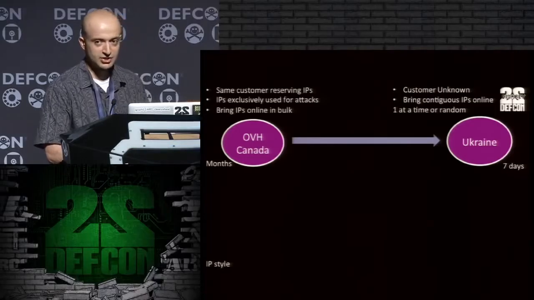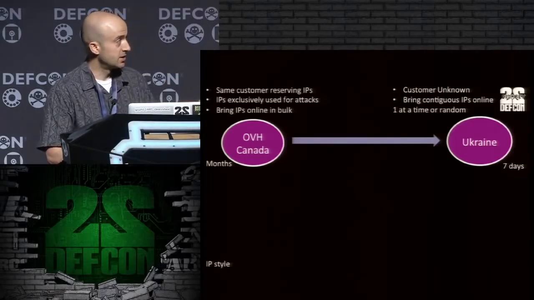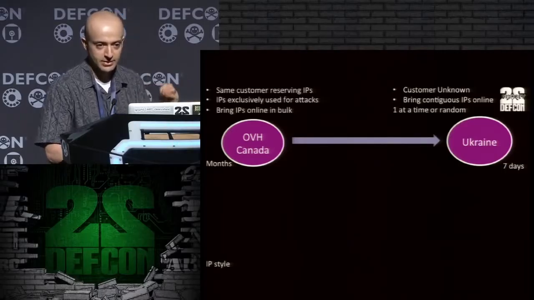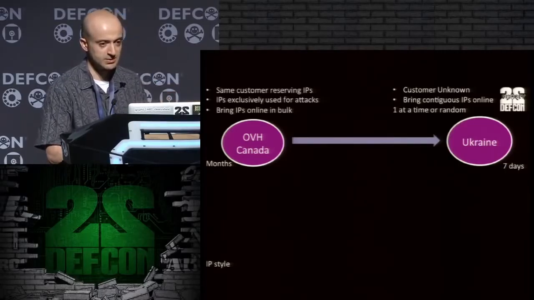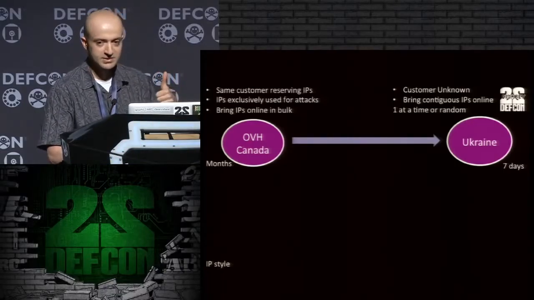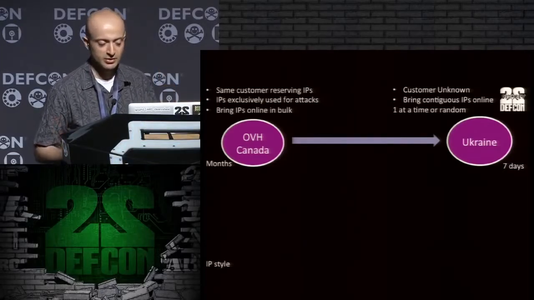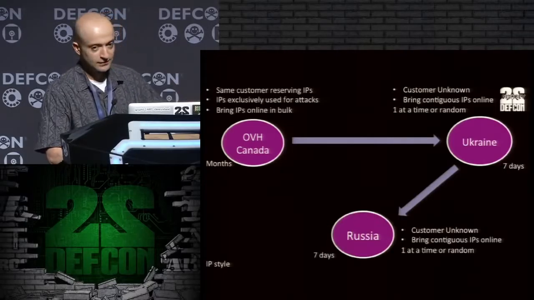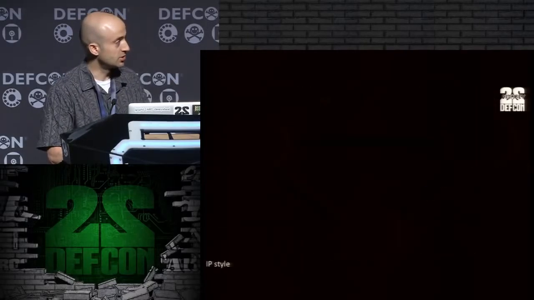In this case, however, they shifted MO, because OVH Canada is in the ARIN space, and you're able to grab some information about the customers reserving the IPs by looking at the whois. Ukraine is in the RIPE space, and that's much more difficult because RIPE is kind of scarce in terms of details. Also, the IPs were brought online one at a time and also in randomized fashion. So this is somehow a way to evade detection heuristics. Then they shifted to another provider. This one is in Russia.